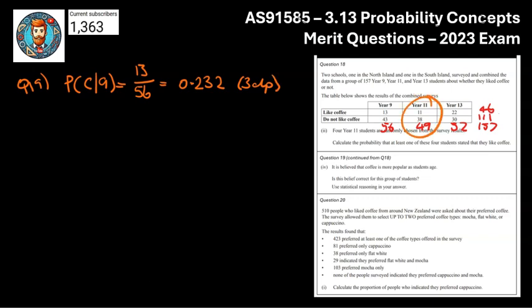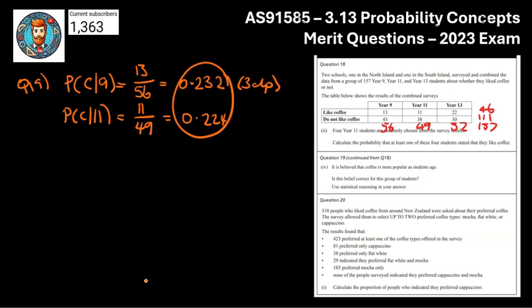I'm now going to repeat the same for year 11, so I need to find the probability that they like coffee given they were year 11, and that's going to be out of the 49 year 11 students, only 11 of them like coffee. And that there is 0.224. So pretty similar, small drop actually, which maybe goes against what we've talked about.